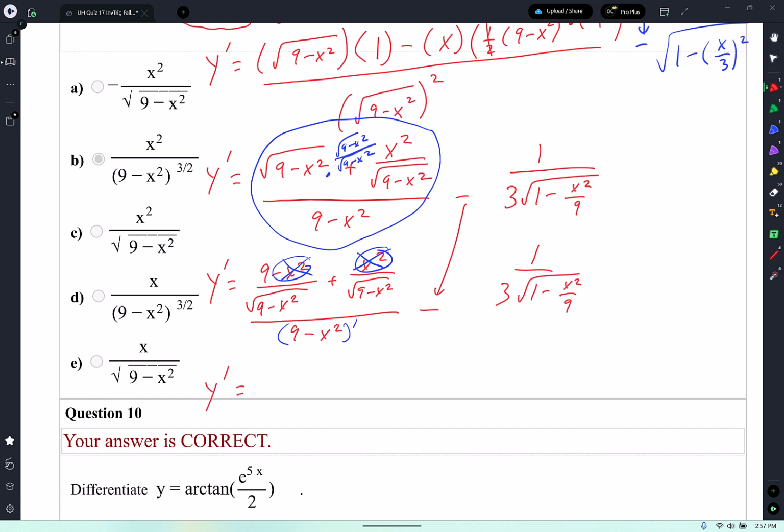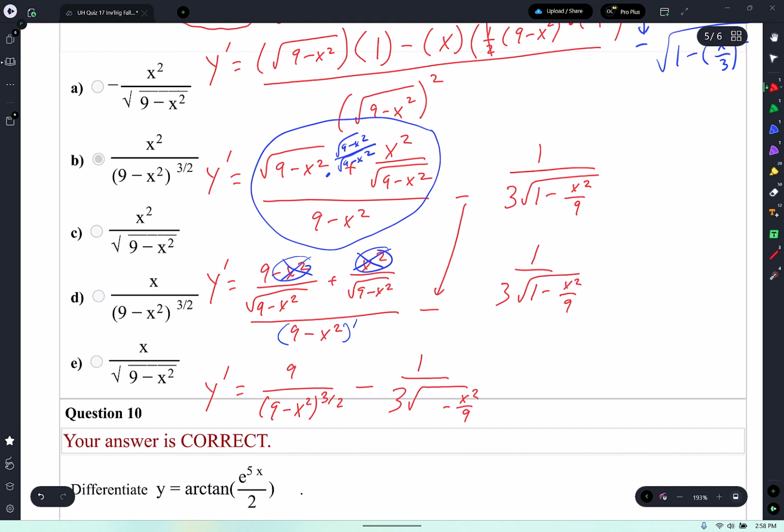Y prime equals 9 over (9 minus x squared) to the 3/2. And now we're going to mess with the one on the right. 1 over 3 square root. That one, turn it into x squared over x squared. X squared over x squared. 9 over 9. Sorry, guys.